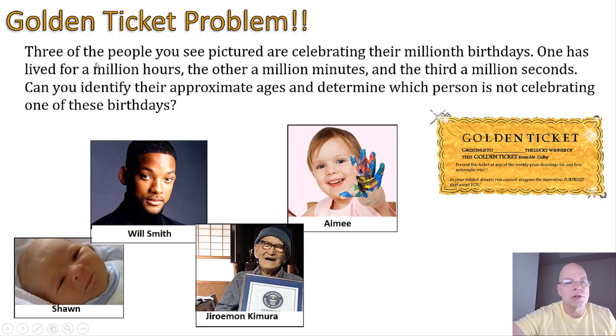So to complete this problem, you should take these amounts of time, 1,000,000 hours, 1,000,000 minutes, and 1,000,000 seconds, and figure out the ages in a more understandable unit of measure, like years or months or days, of these 3 people, and then figure out which of these 4 people these 3 people must be, just based on the pictures. So anytime you see a golden ticket problem, you're not required to do it. I hope you'll try it if you have time. I know sometimes your homework can really pile up, and on a night like that, you would just skip the golden ticket problem. But if you have time to do it, it's just a fun challenge.